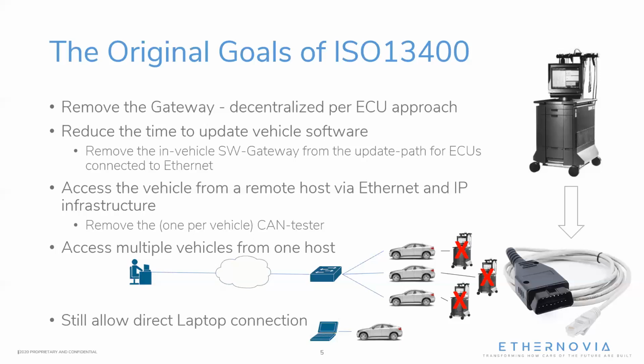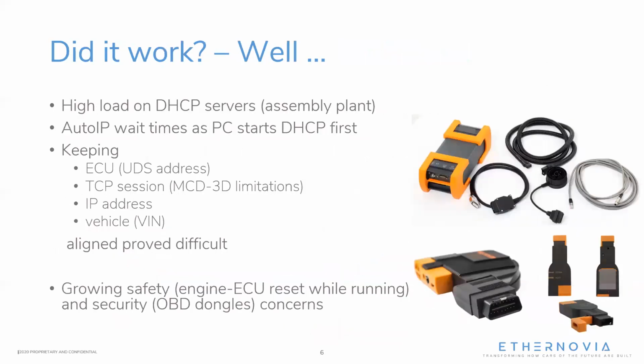Did this concept really work? Well, to be quite honest, there were quite a few issues that had not been looked at in detail when this was actually developed. As soon as the number of Ethernet ECUs rose within the car, we realized quickly that the load on the DHCP servers, especially in an assembly plant, actually was really, really high. And these DHCP servers were not made to respond in the very fast fashion that was required for what we envisioned for an assembly line process.